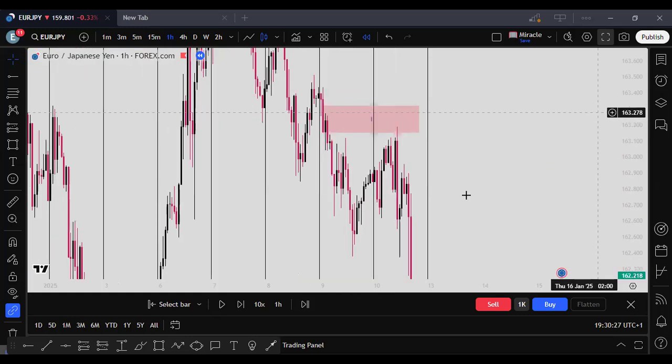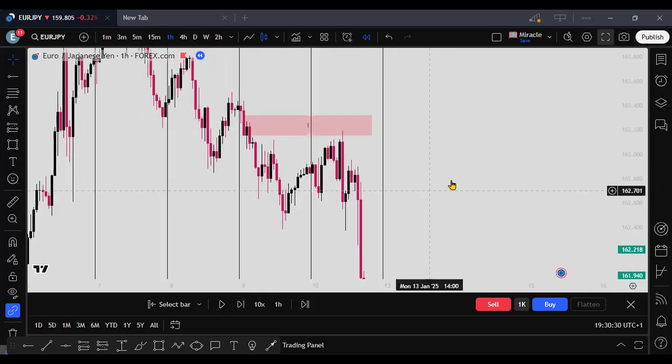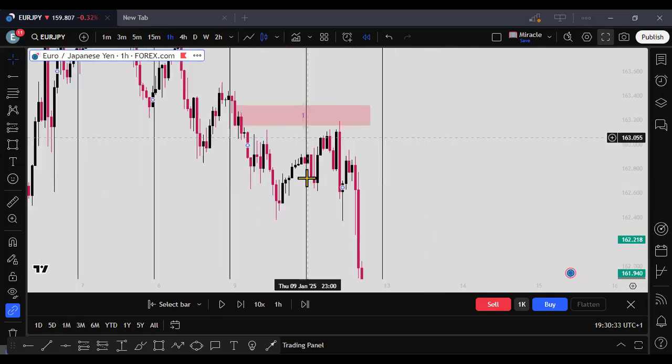So I just hope you understand how to mark your areas of liquidity and how to choose areas of liquidity. If you have any question, just message me and I will answer your questions.